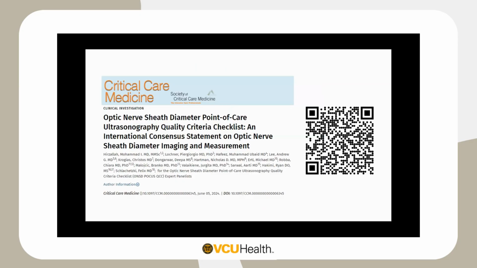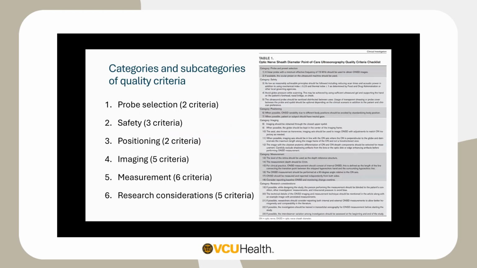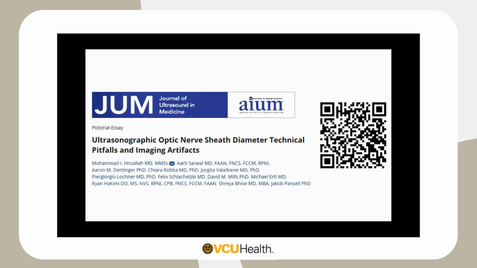There's a lot more detail to this, and this is something we published with many of our friends on the panel today. It's basically a checklist that goes through imaging and measuring ONSD step by step. So I recommend that you look at that. For a 10-minute lecture, we should not go into that level of detail, but if you're interested in ONSD imaging, I recommend that you go back and look at this.